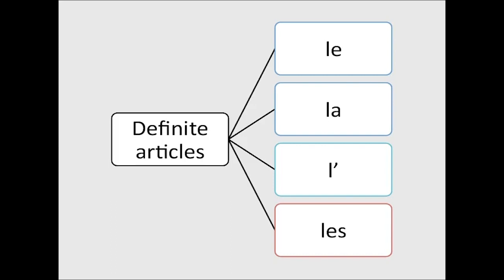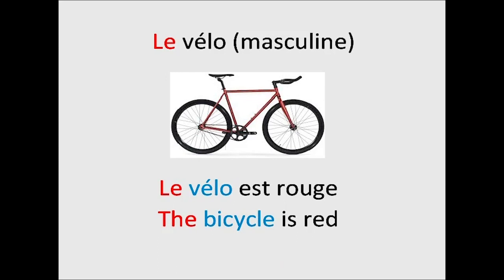Let us begin with the definite articles le and la. Le is placed before a masculine noun. For example, le vélo. Le vélo. Let us make a sentence with this word. Le vélo est rouge. Let us now look at the English equivalent of this sentence. The bicycle is red. When we compare these two sentences, we find that the word the in English is equivalent to the word le in French.